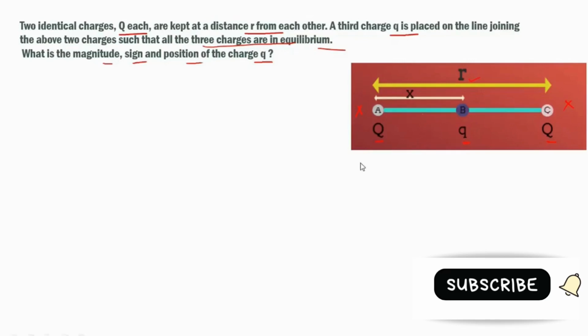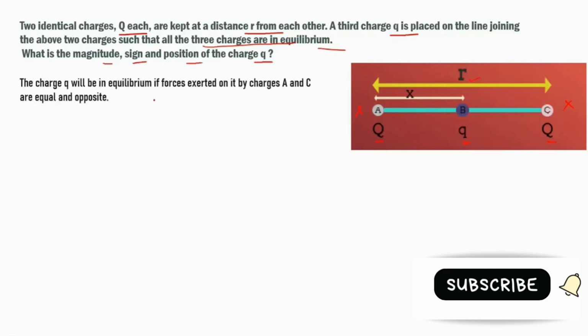What condition will we have? The small q will be in equilibrium if the forces exerted on it by the charges at A and C are equal and opposite. Now when q is placed at a point B, the charge at A and the charge at C exert equal and opposite forces on the small charge q, then only the small q will be in equilibrium.